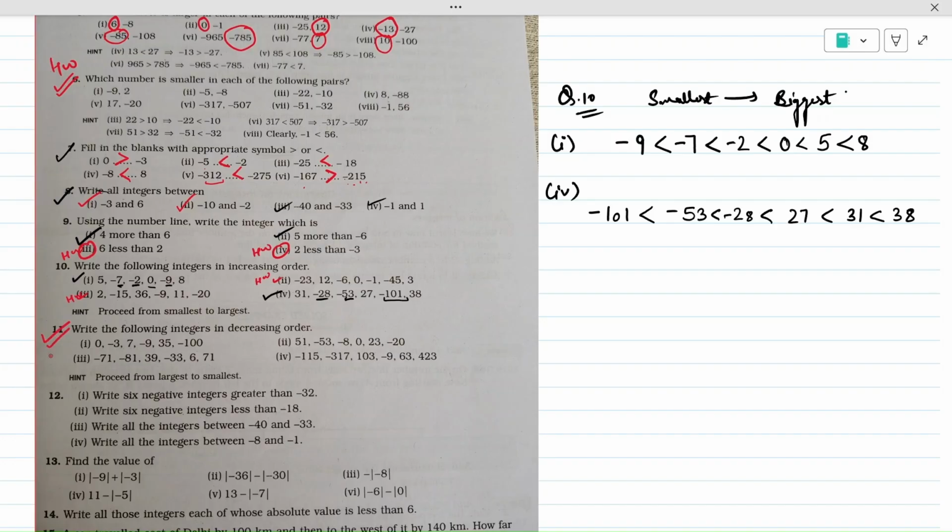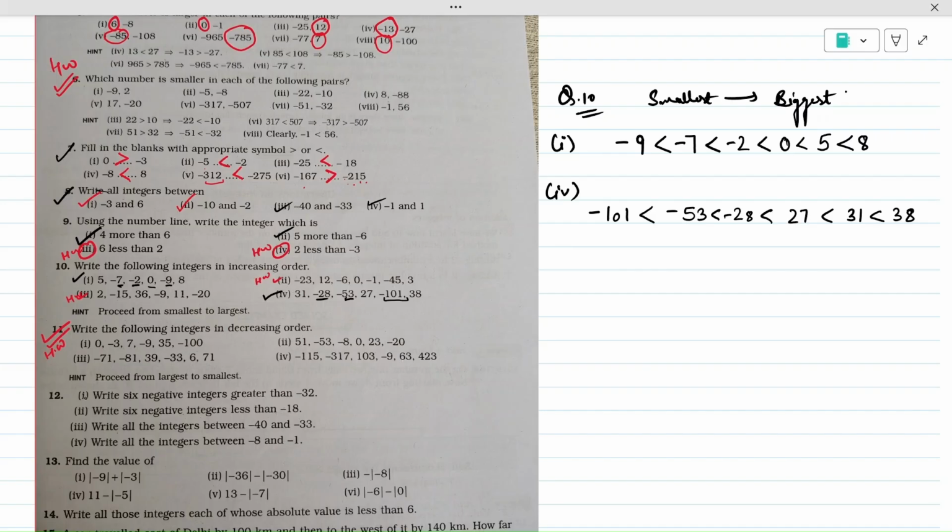Similarly, question 11 is homework. What we have to do is the opposite of it. Now in this case, we have to do big to small. So in the combination of negative and positive numbers, if we have positive numbers, we will have to search for the biggest positive first, and accordingly we have to do this.